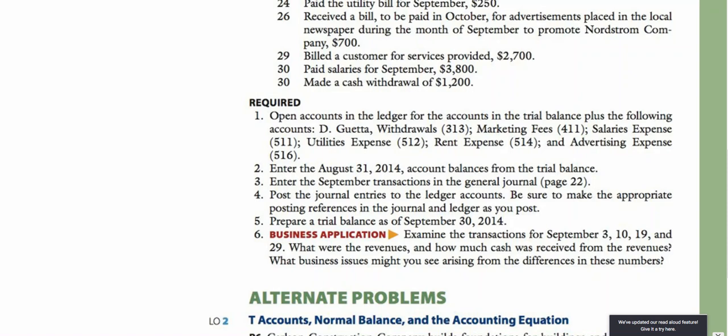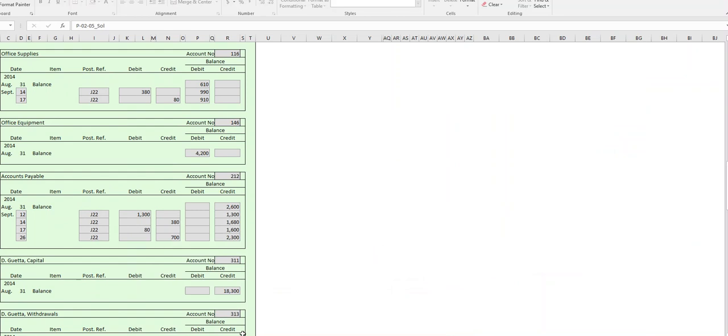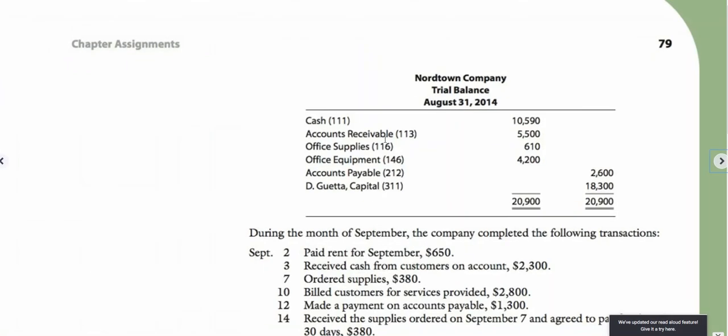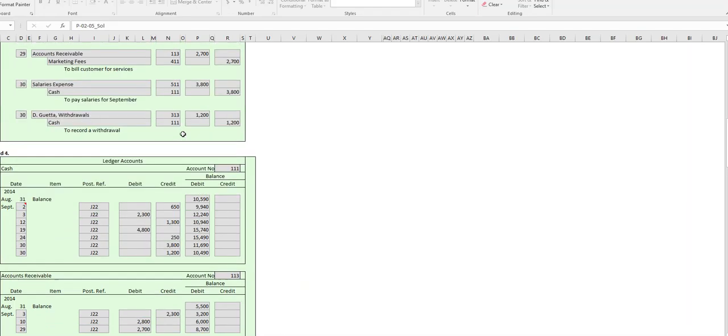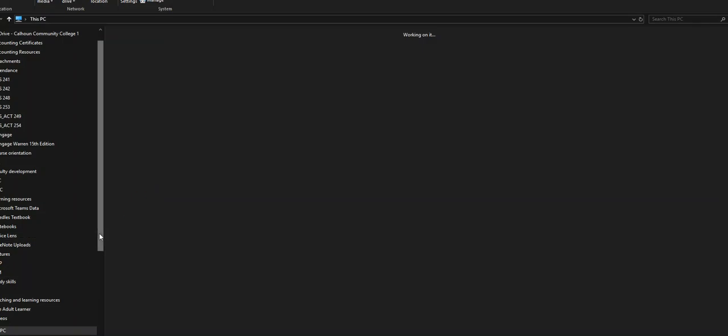Number 2, enter the August 31st, 2014 account balances from the trial balance. What that means is you go up to the trial balance and you take these values and put them in the ledger. So we go back here and we see cash had $10,590 in it. So we go to the cash account and we put the $10,590 in it.